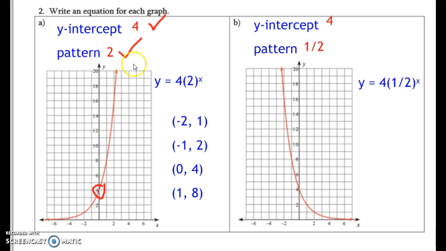In any event, the pattern is 2. So we compose the function just like this. Y-intercept, pattern, and x and y stay the same for every example.